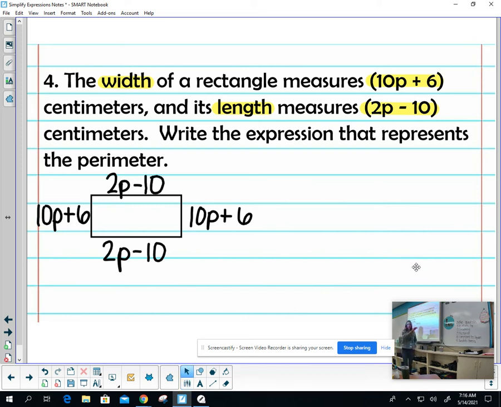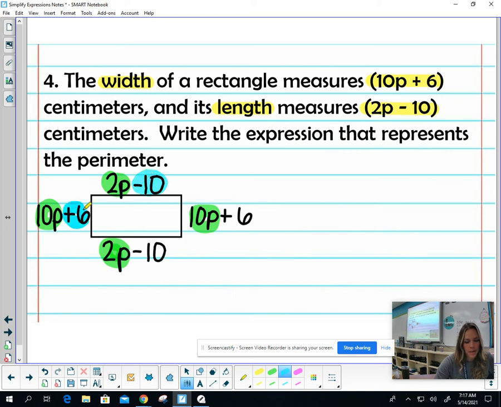Okay, so that's my perimeter. I'm going around the outside of my rectangle. So now we have to combine like terms. I'm going to highlight my like terms. All my p's I'm going to highlight in green: 2p, 10p, 2p, and 10p. Then I'm going to highlight all my coefficients: negative 10, positive 6, negative 10, and positive 6.